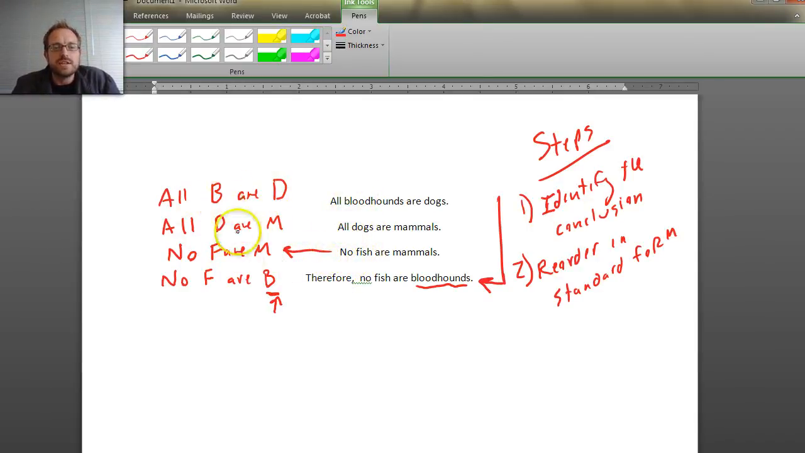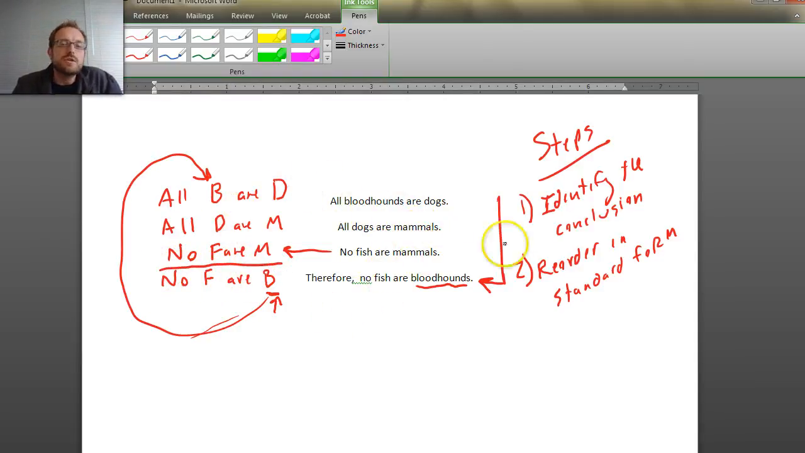Take a look. The predicate term has to be in the very first position, right? Which it is. The predicate term of the conclusion has to be in the first premise. In other words, the major term has to be in the major premise, right? And then, of course, D becomes the middle term for M, and then M becomes the middle term to begin to talk about F. And then, of course, this is the conclusion, no F are M.